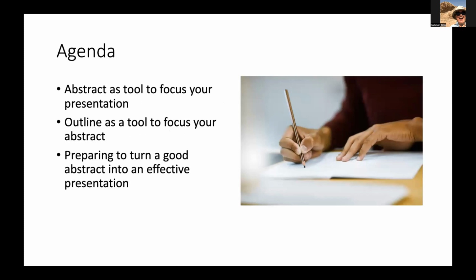So I'm going to talk about an abstract as a tool that helps you focus your presentation. I think an outline is a very useful tool for you to focus your writing, whether it's an abstract or something else. And I'll give just a couple of comments about turning your abstract into an effective presentation. But clearly, I think Dr. Horne will give us a lot of very useful experience from his perspectives. So I look forward to hearing from him.